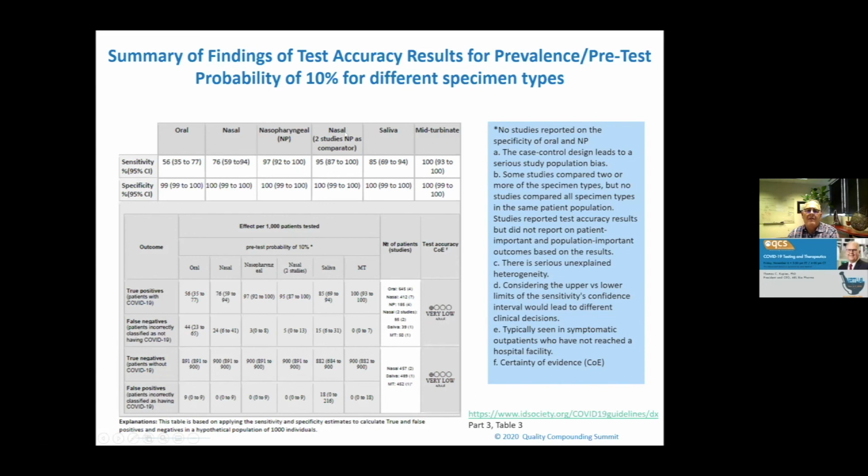Two studies were from the nasal and the saliva. A lot of work is being done in the saliva, and I'll talk about it later in the discussion as well. And then the mid-turbinate, which is in the middle of the nasal cavity, just a little bit up in the middle. And then I want to disclose the limitations.